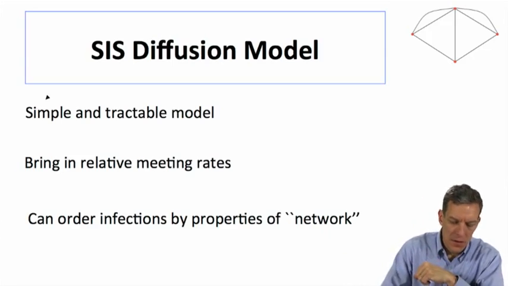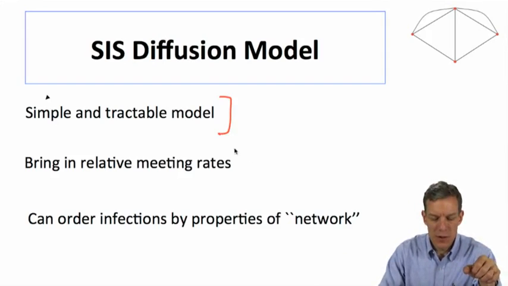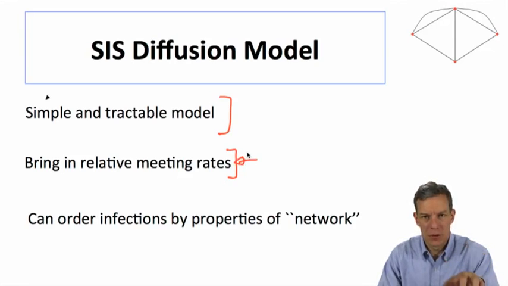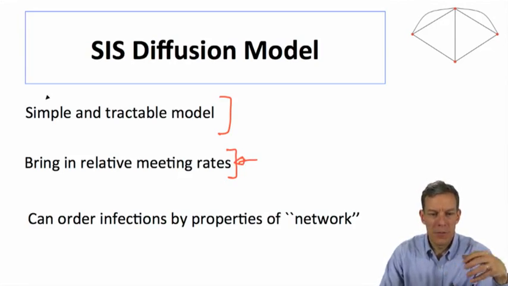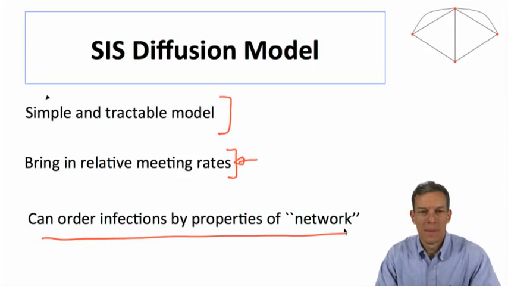And the SIS model is a very simple and tractable model. So it's very stylized. It's nice because it brings in relative meeting rates, which has some elements of network structure. And then we can order infections by properties of networks in terms of the degree distributions. Okay. What are some of the limitations of this model?